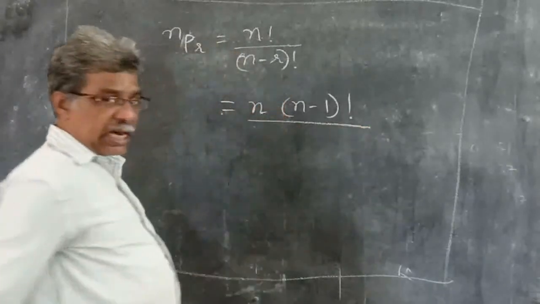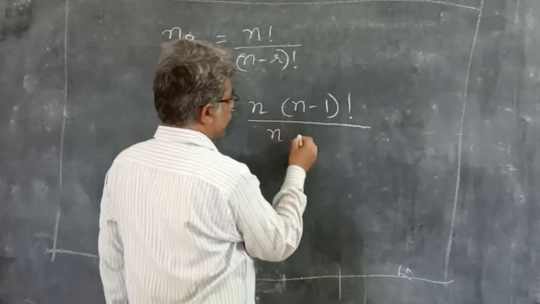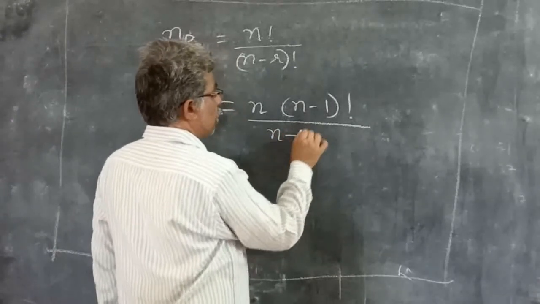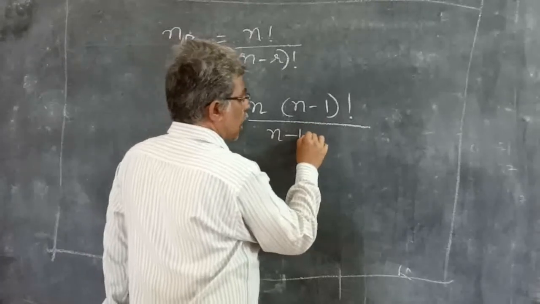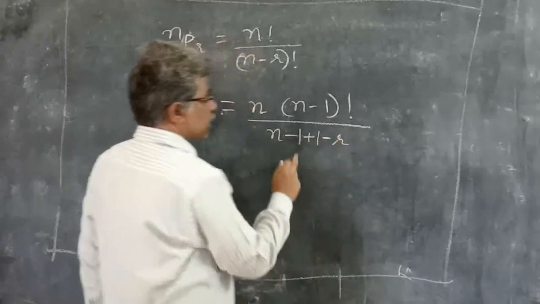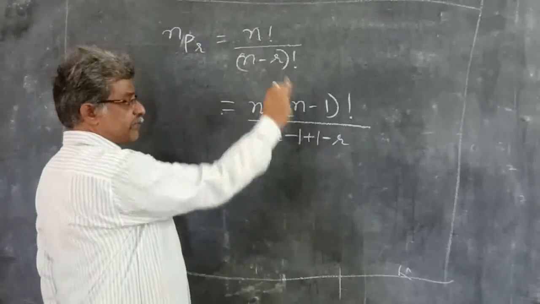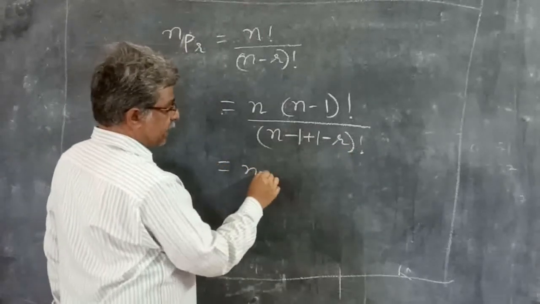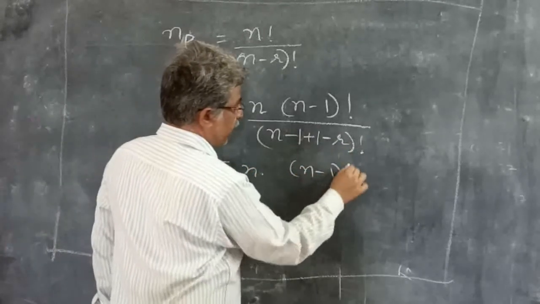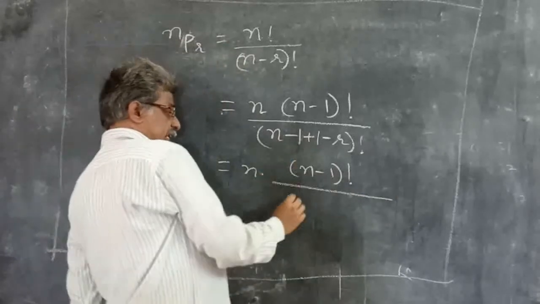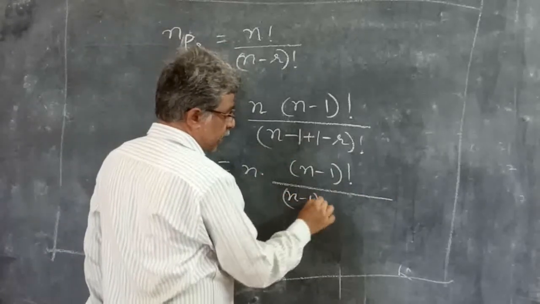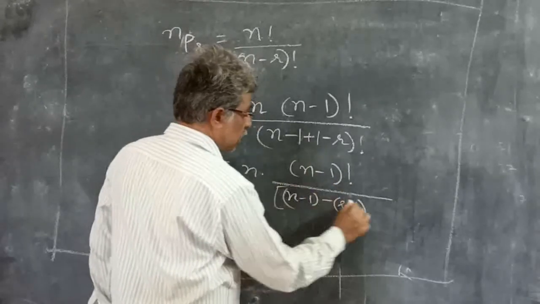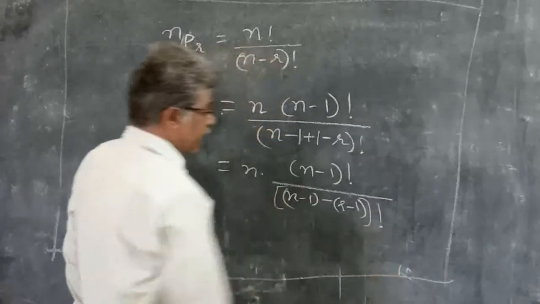By n minus r factorial, I will add 1 and subtract 1. I will write n minus 1 plus 1 minus r. So I am adding 1 and subtracting 1 in between, so that the value will not change. How can I write this? n into n minus 1 factorial by, this part I can split like this: n minus 1 minus, if I take common, r minus 1 factorial.